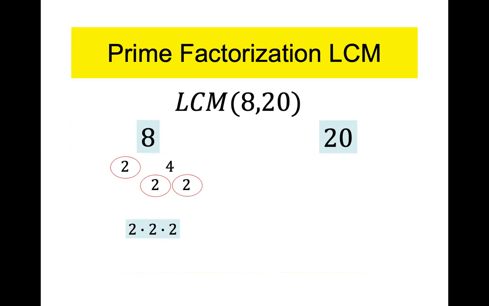2 and 10, sounds good. And then 10 is 2 and 5. So the prime factorization of 20 is 2, 2, 5, right? Or 2 squared times 5. Okay. Hey, that's what we did last night for GCF. For GCF, we pick what's in common. Take a guess what we're going to do now.